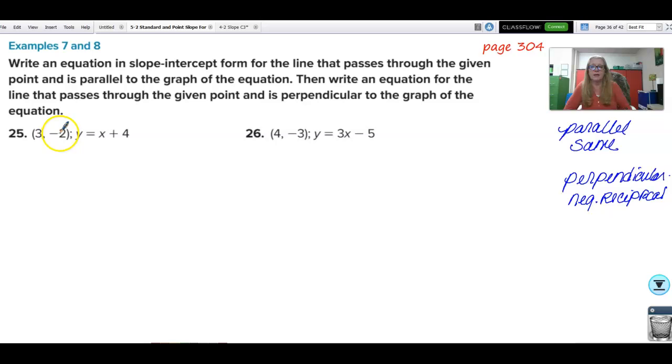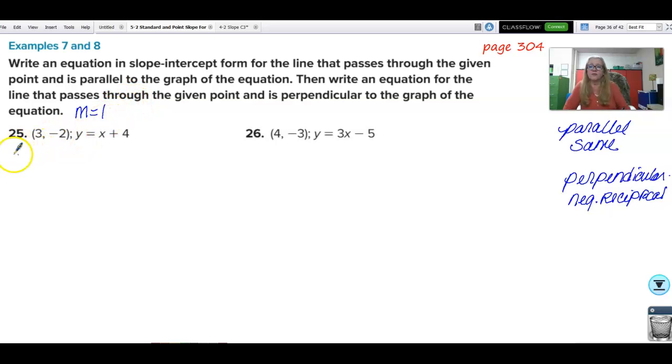All right, so when we're looking at number 25 here, we know we have a line that passes through this point, but we need to know what our slope is. Well, because the first problem we're doing is a line that's parallel to this one, it means it will have the same slope as this one. This is written in slope-intercept form, so I know that the slope is the number in front of x. So in this case, slope is positive 1.